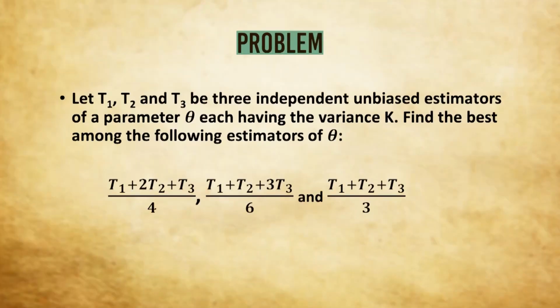Let us take a problem to understand more about how to find out the best estimator in a given situation. Suppose we have T1, T2 and T3, independent unbiased estimators of a parameter theta, each having the variance k. We have to find the best among the following estimators of theta: (T1 plus 2T2 plus T3) by 4, this is the first one; (T1 plus T2 plus 3T3) by 6, the second one; and (T1 plus T2 plus T3) by 3, the third one. So we have to find the best among these unbiased estimators for estimating theta.